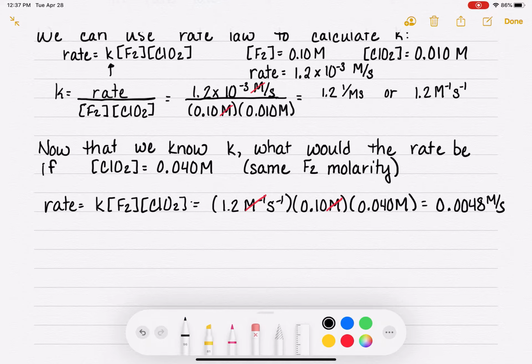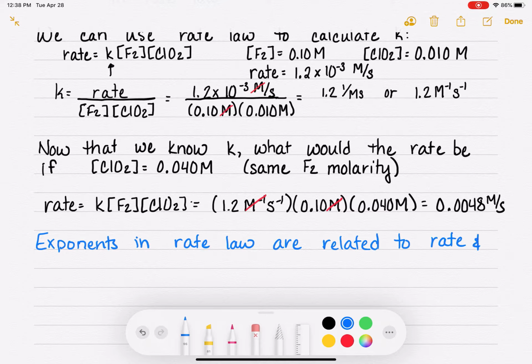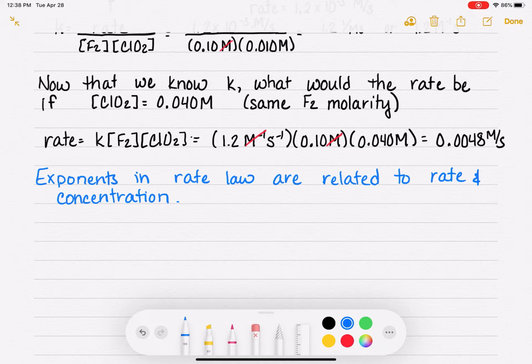So even though they're not related to coefficients, the exponents in the rate law are related to the rate of the reaction and the concentration of the reactant that they are associated with. And this relationship is really powerful in terms of helping us determine all kinds of kinetic information about a reaction. So we're going to look at 3 examples of this relationship.